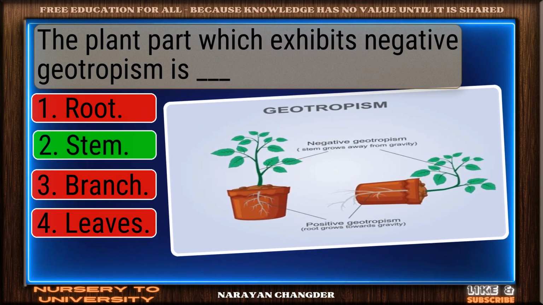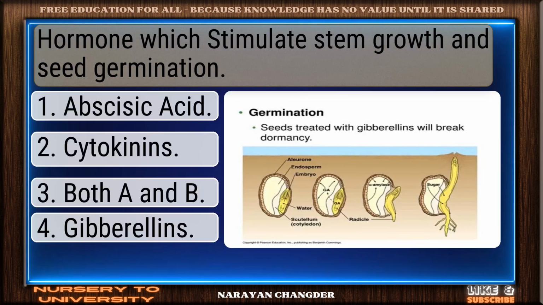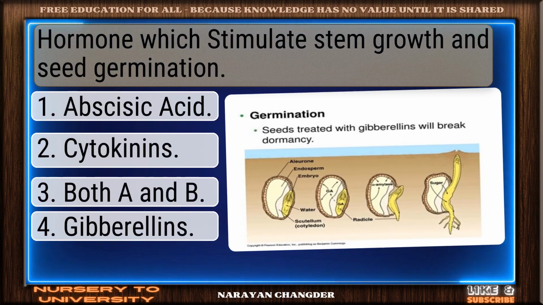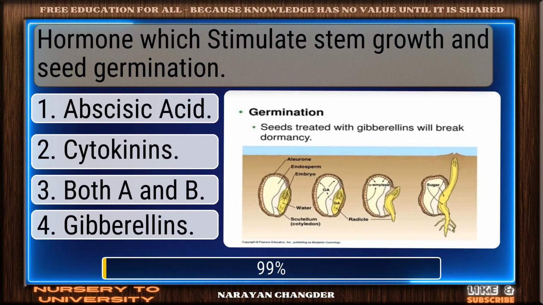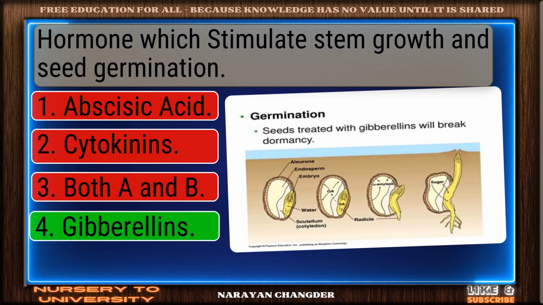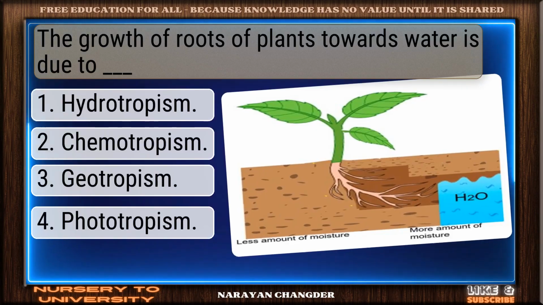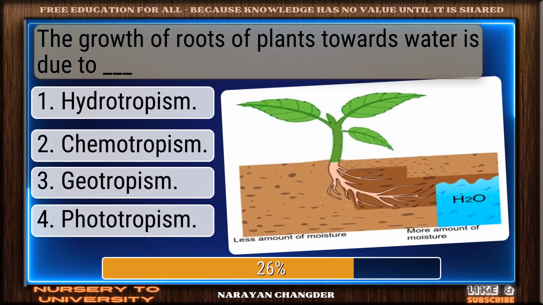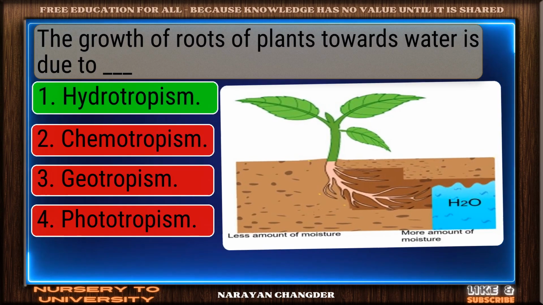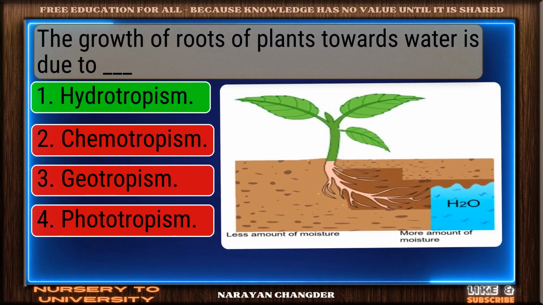Nice selection. Stem is correct. Hormone which stimulates stem growth and seed germination. Well reasoned. Gibberellins is correct. The growth of roots of plants towards water is due to dash. On track, hydrotropism is correct.